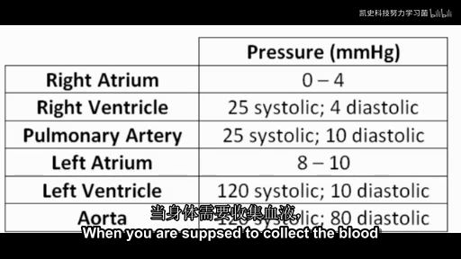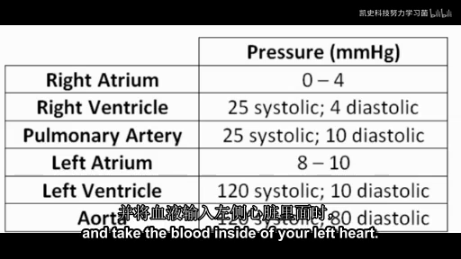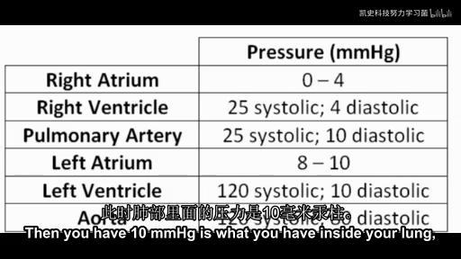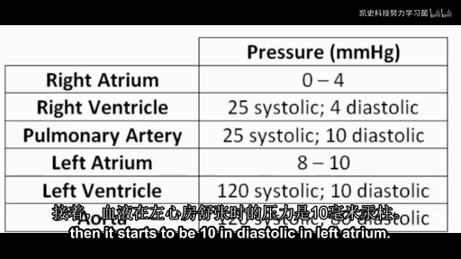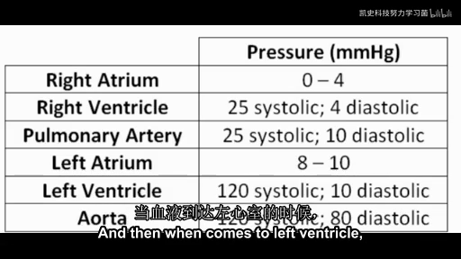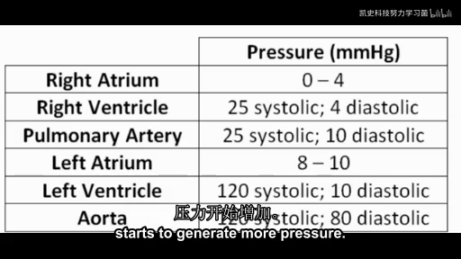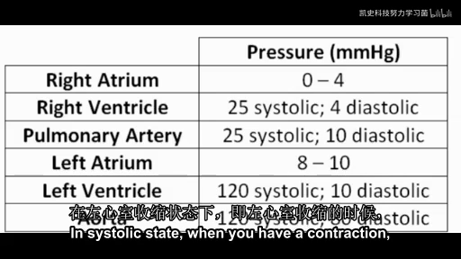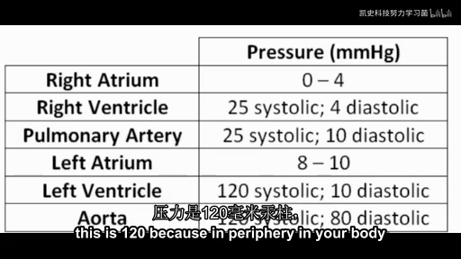When you collect the blood and take it into the left heart, the pressure from 10 millimeters of mercury in your lung starts to be 10 in diastolic in the left atrium. Then when it comes to the left ventricle, it starts to generate more pressure in the systolic state. When you have a contraction, it is 120.